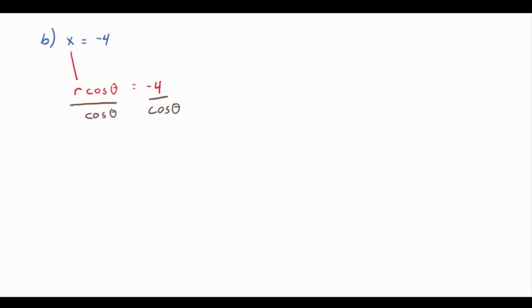So r equals -4 over cosine theta. What's a nice way to write that? -4 times secant theta. There's more trig review for you, right? 1 over cosine theta is secant theta. So that would be a nice way to write it. Now, if you were going to plug it in your calculator, though, you'd have to type it in as -4 divided by cosine theta.